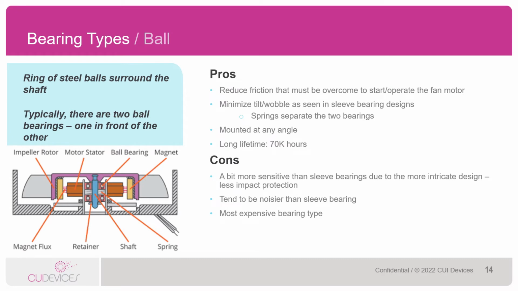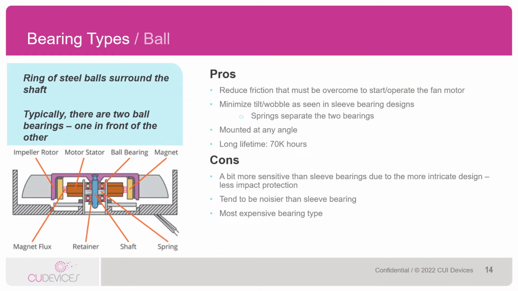The next common type of bearing is the ball bearing, which consists of a ring of steel balls surrounding the shaft. Typically, there are two ball bearings, one in front of the other. In the image on this slide, you can see a cross-section of a ball bearing fan. Ball bearings have many advantages over their sleeve bearing counterparts. There's little friction that must be overcome to start and operate the fan. There is also minimal tilt or wobble as typically seen in sleeve bearing designs due to the springs that separate the two ball bearings. Ball bearings can also be mounted at any angle due to the bearing support. And ball bearings also hold the longest operating lifetime at 70,000 hours.